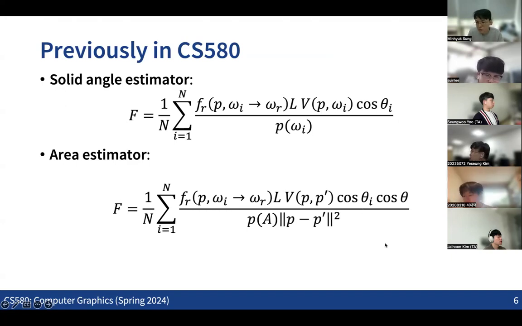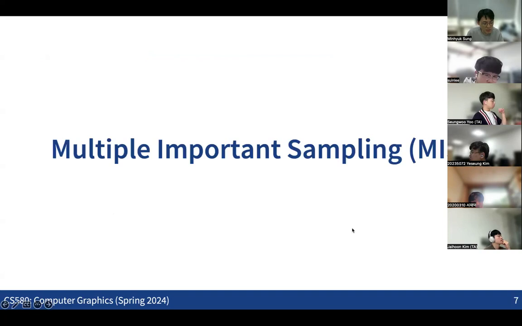So the plan for today is that we are going to discuss a little bit more about direct illumination, and then we're going to move on to global illumination. One thing we are going to discuss a little more about in direct illumination is multiple importance sampling, which builds on importance sampling.